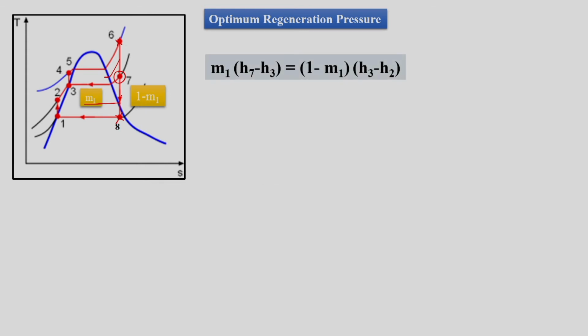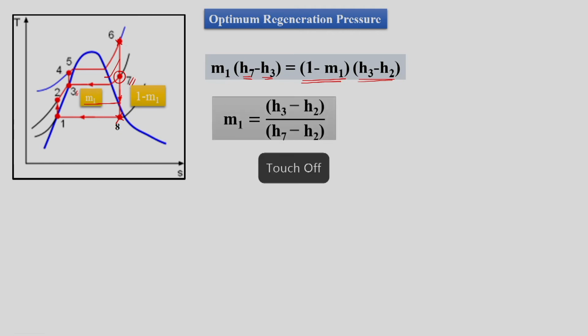For that, let us consider that M1 amount of mass is taken as bleed from state 7, and this M1 amount of mass loses its enthalpy from 7 to 3. That loss of enthalpy is used to gain enthalpy for 1 minus M1 mass of liquid water from state 2 to 3. This is the energy balance for the regeneration. This helps us find M1. M1 is equal to H3 minus H2 divided by H7 minus H2.